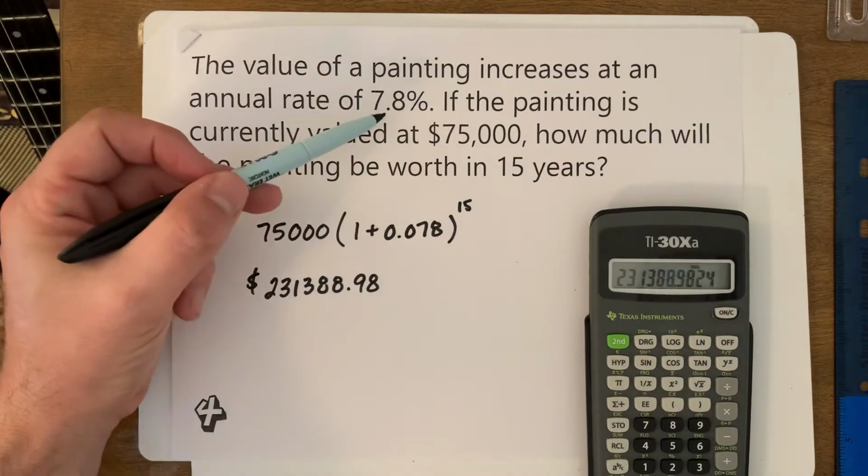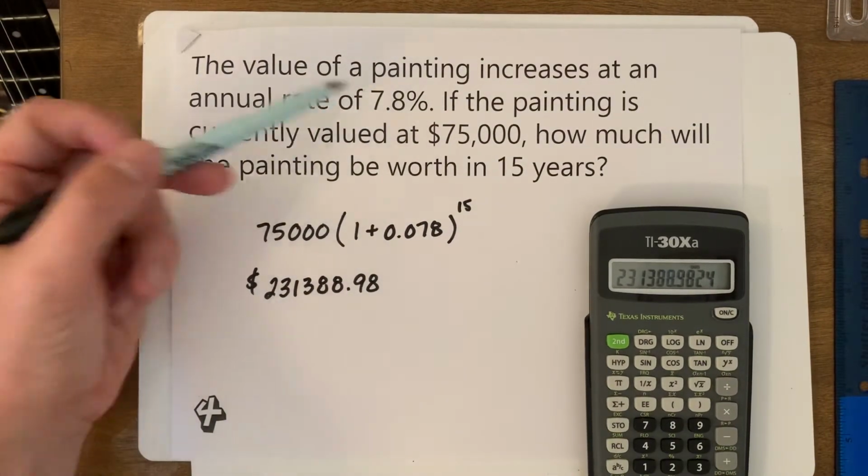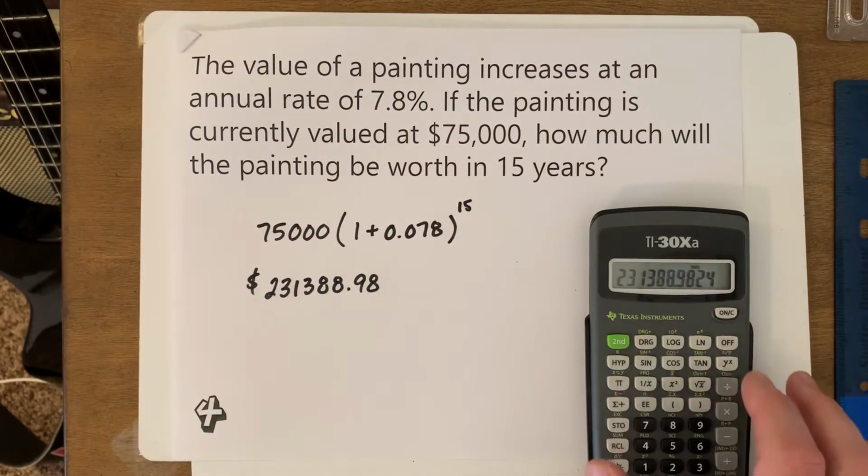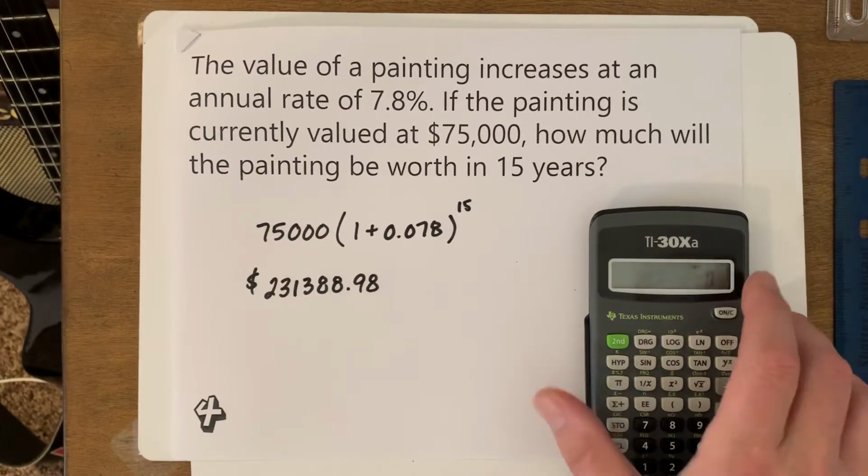But look at your rate. Your rate's actually pretty big. It's almost 10%. So that makes sense that it would do that over 15 years. All right.